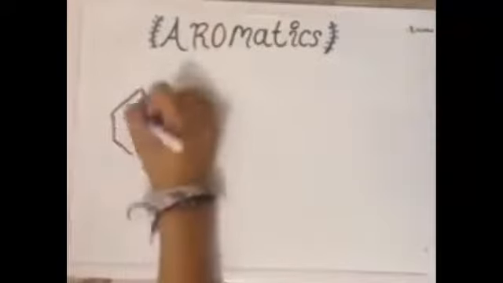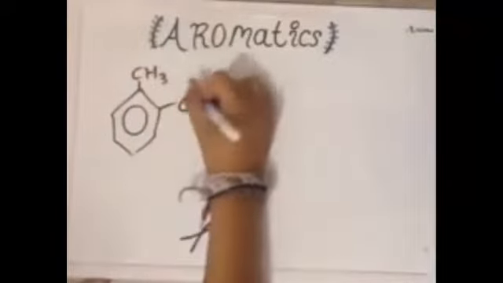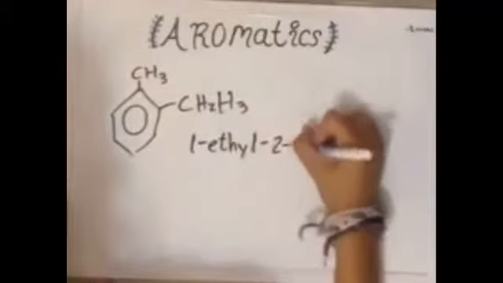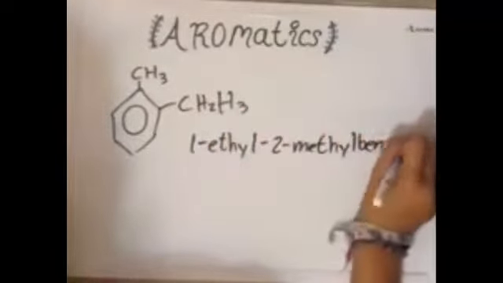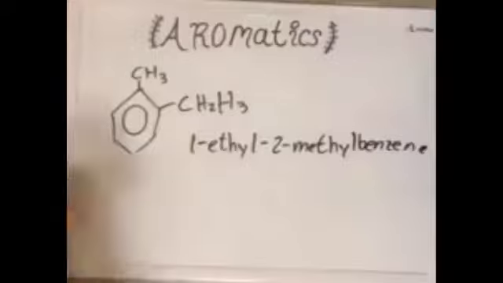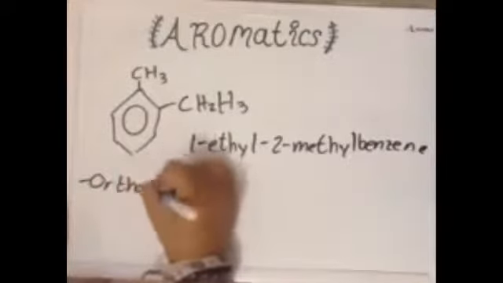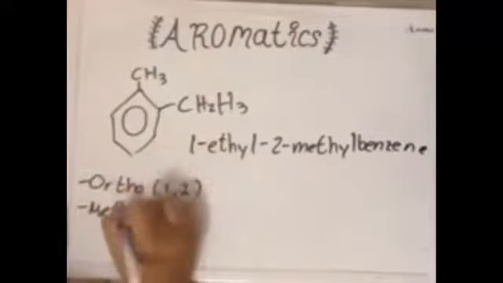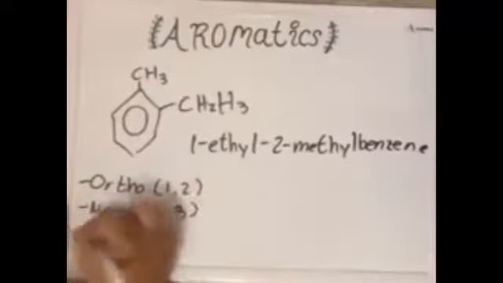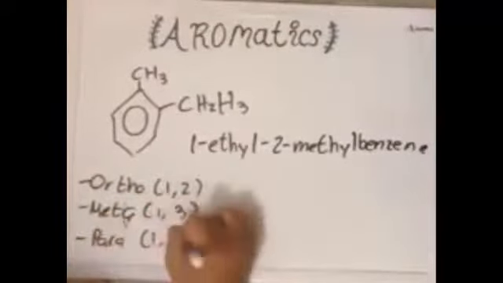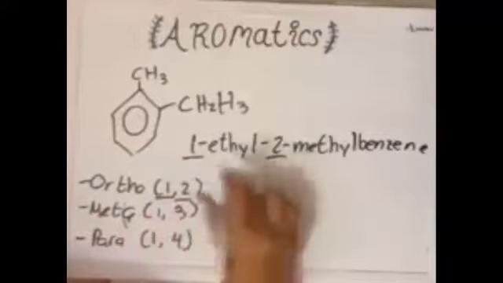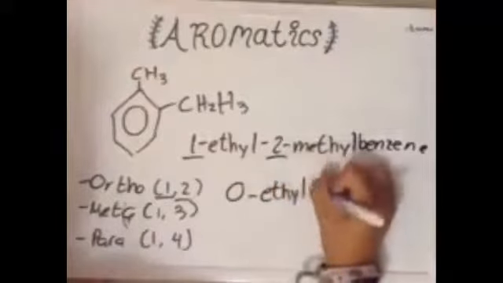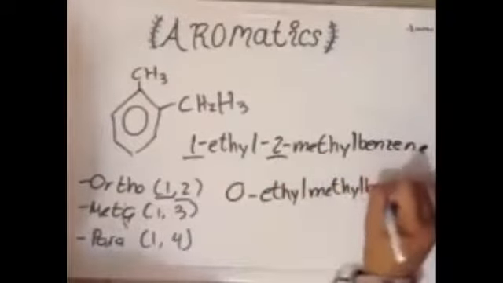But there is also another way of naming aromatics. Do you remember the last example? 1-ethyl-2-methylbenzene? Well, there are prefixes to represent the number structure. For example, ortho to represent the 1,2 distribution, meta 1,3 distribution, and para 1,4 distribution. To explain it better, this last example can also be named as o-ethylmethylbenzene.